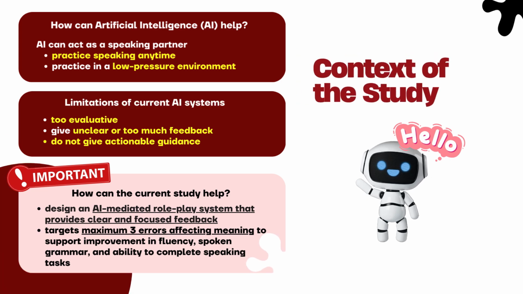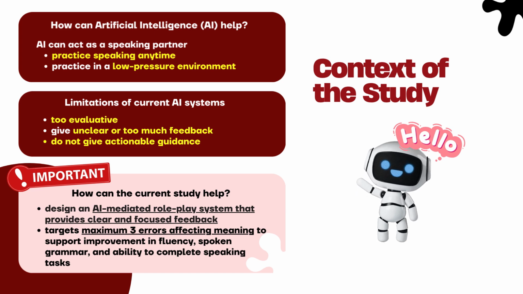AI can serve as a good solution for this issue. It can act as a speaking partner for students. This way, students can practice anytime and in a low-pressure environment, reducing their speaking anxiety. However, current AI systems tend to be overly evaluative. The feedback is often unclear, excessive in amount, and not actionable enough. As a result, students may be overwhelmed.